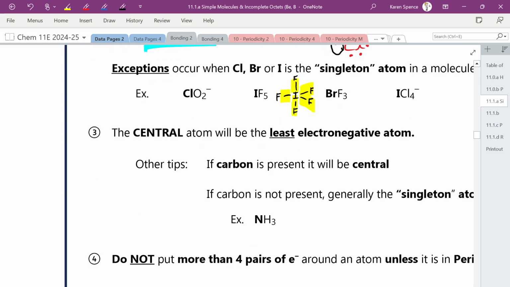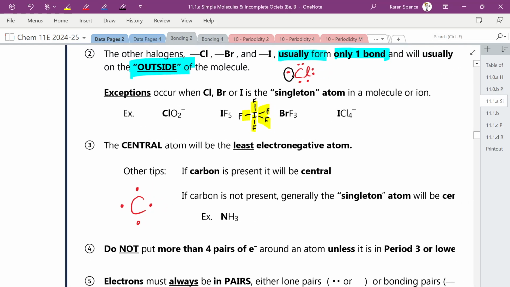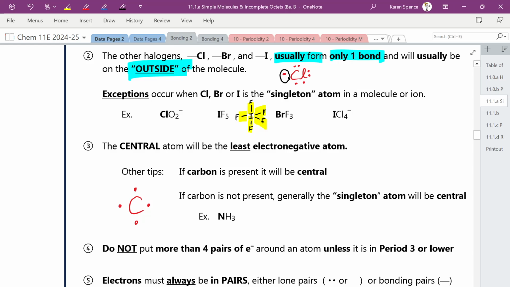Also, the central atom is usually the least electronegative, and if there is carbon, carbon will be central. Why will carbon always be central? Because it can form 4 bonds. Yep, so it's good to put in the middle. Other tips: if carbon is not present, generally the singleton atom will go in the middle.